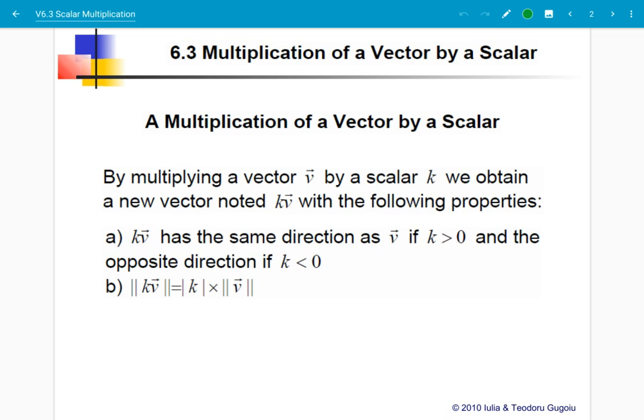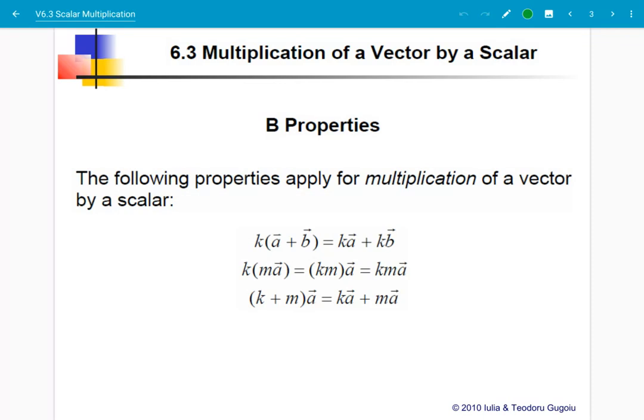Multiplication of a vector by a scalar basically changes the magnitude. If the scalar is negative, it can change its direction to the opposite direction, but the resulting vector after the multiplication will still be parallel to the original vector. Okay, the first one here shows that it is distributive. So scalar multiplication is distributive over vector addition.